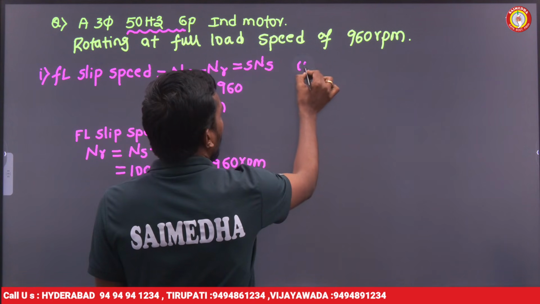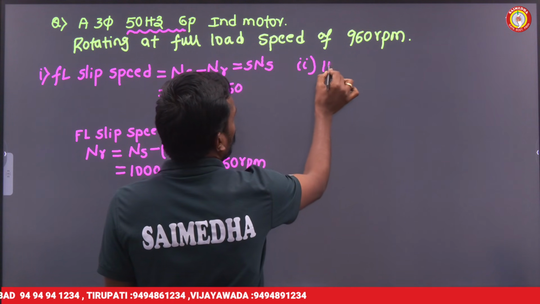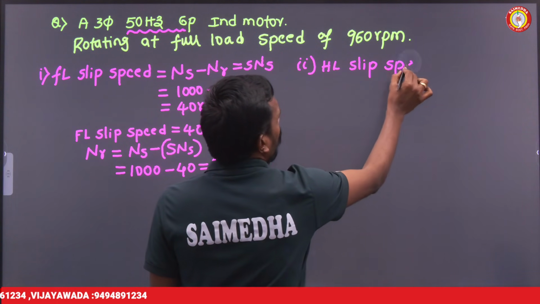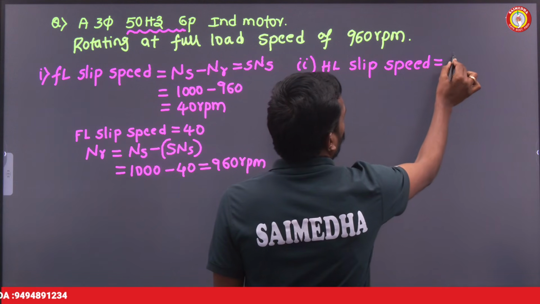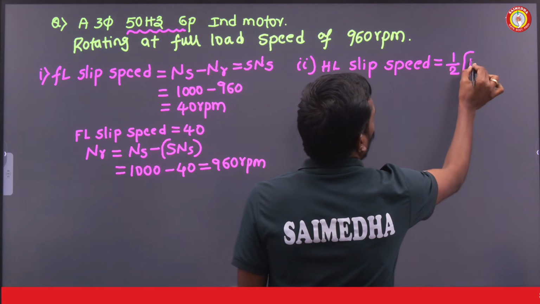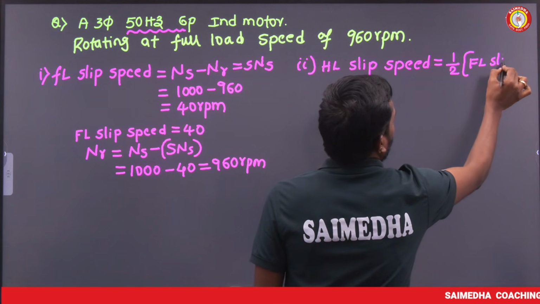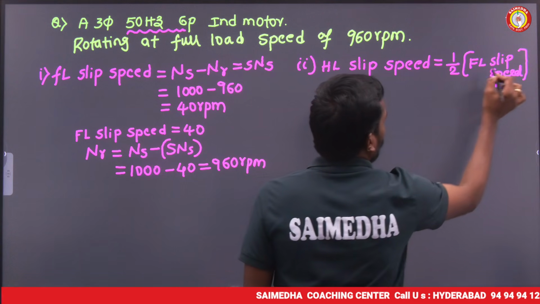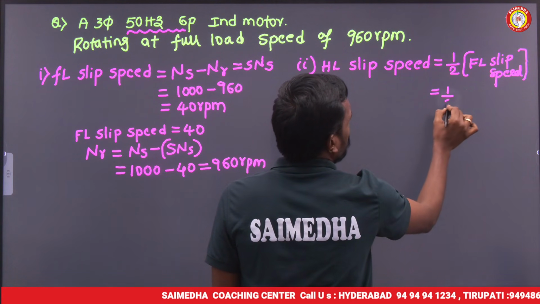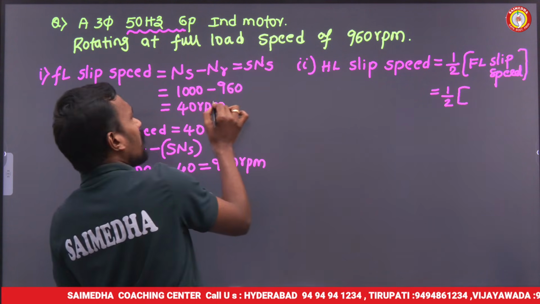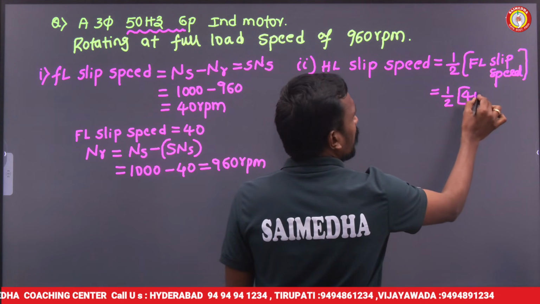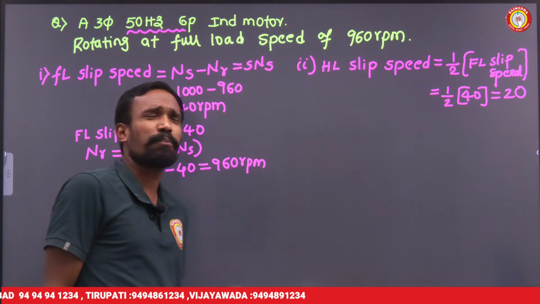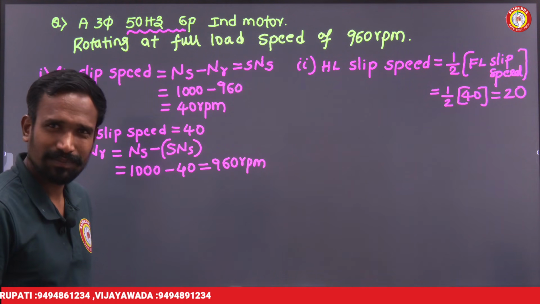What is the off-load slip speed? Can you tell me? The off-load slip speed is, as I told you, half of the full load slip speed. What is half of the full load slip speed? The full load slip speed is 40, half of 40 is nothing but 20 rpm. 20 rpm is the off-load slip speed.